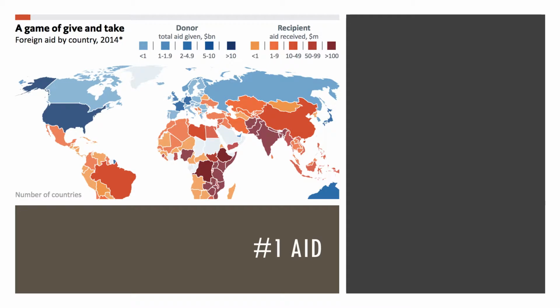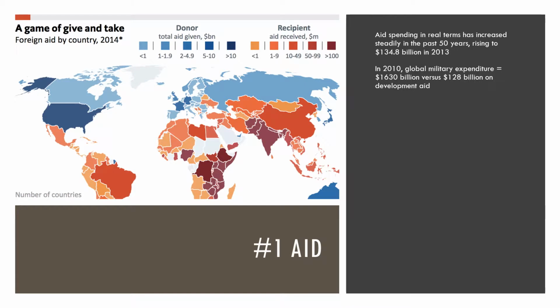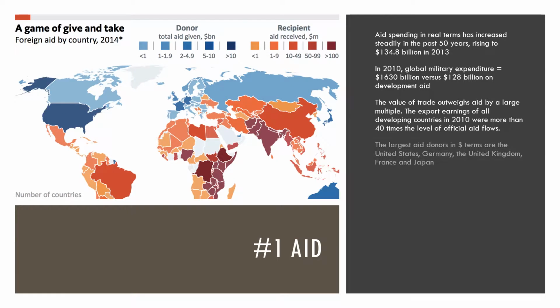So the first strategy we're going to look at is giving aid. This little chart here on the top left shows us the donor countries in blue, those who give aid, and the recipients in red. Aid spending in real terms has increased steadily in the past 50 years, rising to about 135 billion in 2013. But to put this into some perspective, global military spending in 2010 was $1,630 billion. Again, the value of trade far outweighs aid by quite a large multiple.